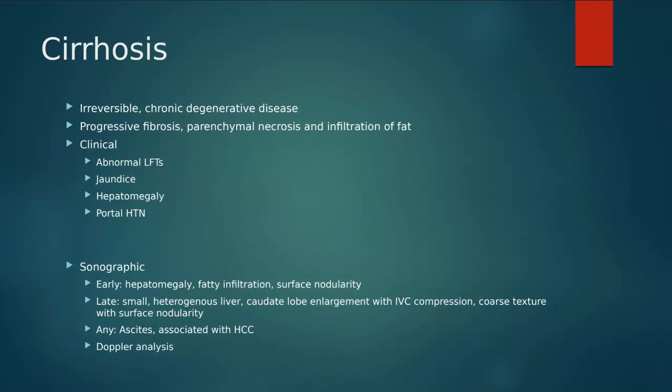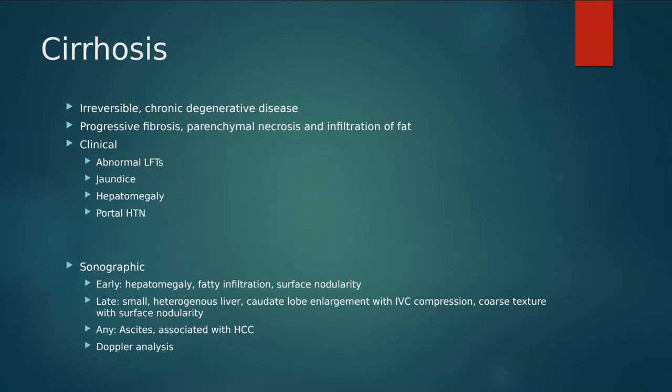So early cases, I guess we could say, early development of cirrhosis, we are going to see hepatomegaly, we're going to see fatty infiltration, and we're going to see surface nodularity. So that border is not going to be nice and smooth. Now, as that progresses further into the late stage cirrhosis, the liver is going to become smaller. It's going to atrophy on itself. It's going to become heterogeneous, right? Because we have all of these irregular amounts of fat and fibrosis and some leftover functional cells as well. So we're not going to have that nice smooth presentation of tissue because the tissue is made up of all sorts of stuff that it normally shouldn't be.